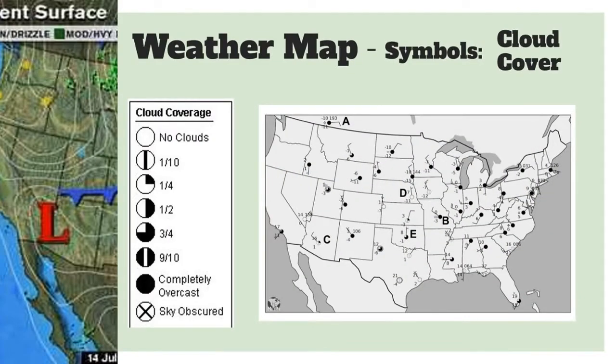Here we have cloud cover symbols. Now, if you notice, it looks very similar to pie charts. So if we have an empty pie or an empty circle, so to speak, that means there's no clouds over that area. If we have just a teeny line down the center, then that's meaning we have about 1/10 cloud coverage. If again 1/4 is covered, then that's about 1/4, and so on and so forth. So how much of the shape is shaded tells you how much cloud coverage there is.